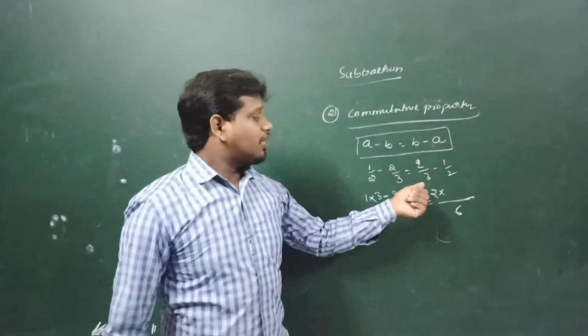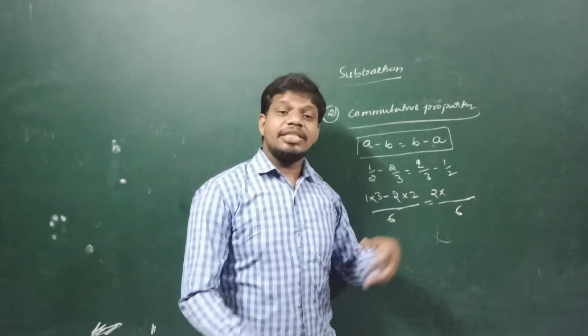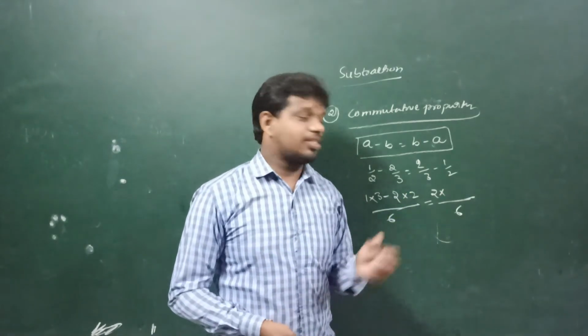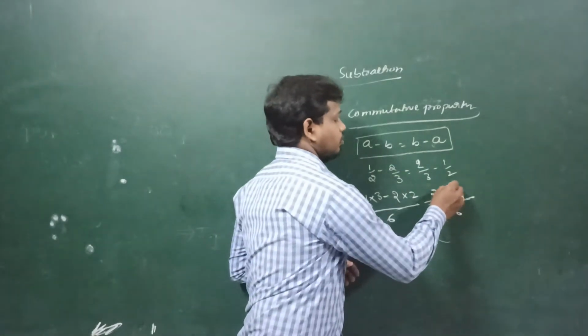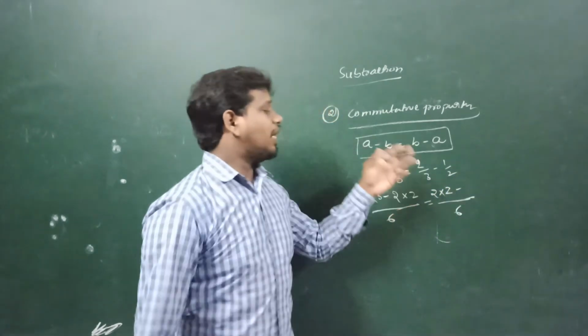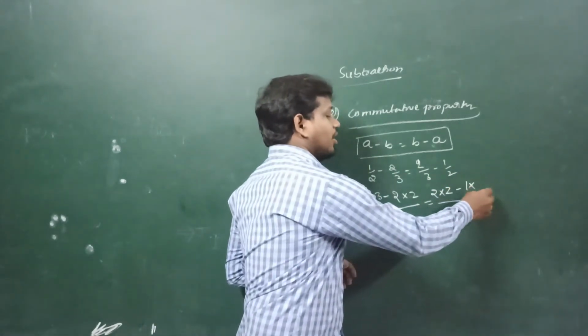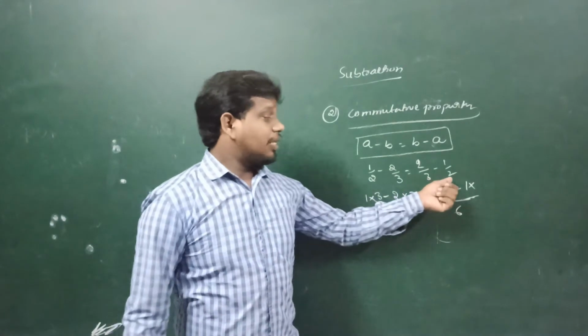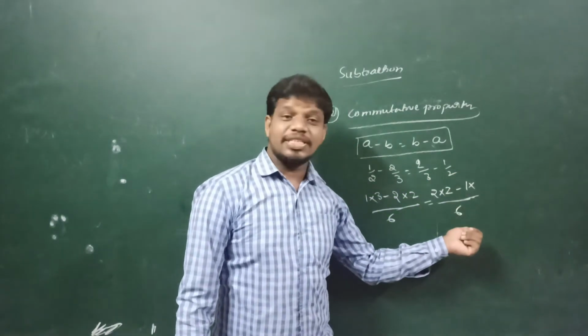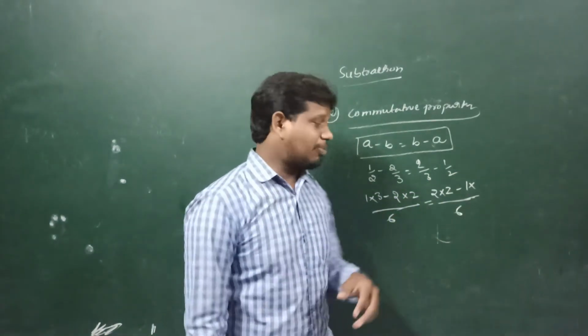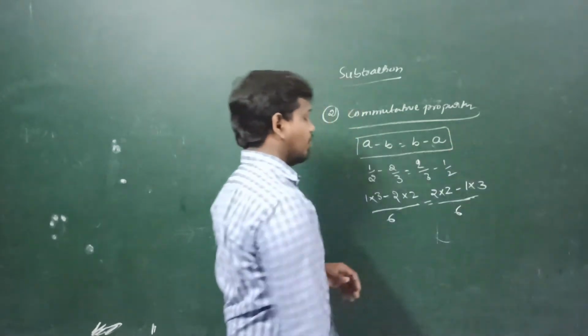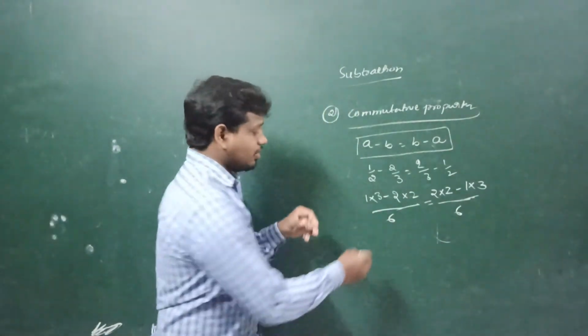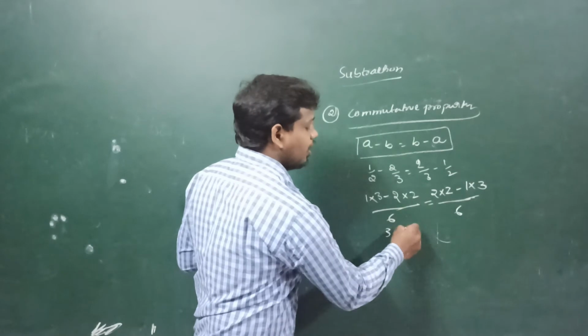Here the denominator is 3. In the 3 table, when will you get 6? 2 threes are 6. So multiply this one with 2 and your numerator is 1. The denominator is 2. In the 2 table, when will you get 6? 3 twos are 6. So multiply numerator with 3. Okay. 1 times 3 is 3. Minus 2 times 2 is 4.